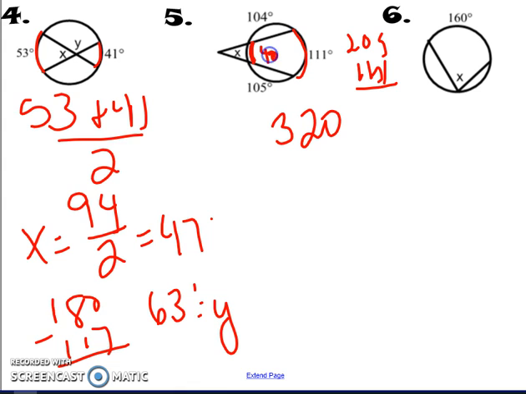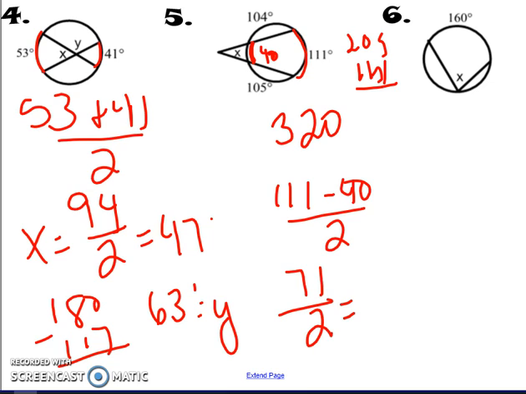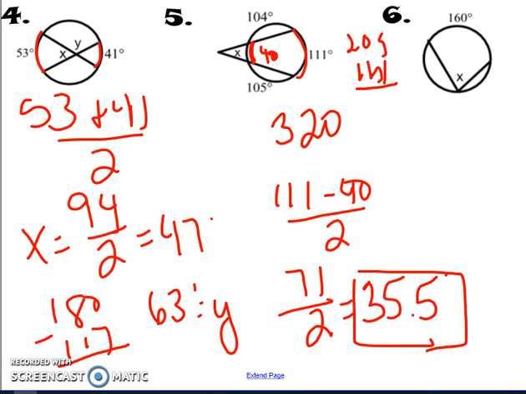So now I'm going to take my two arcs, my 111 minus my 40, and divide it by 2. So I have 71 divided by 2, and this one comes out to be a fraction, and that's fine. So 35.5 degrees for x. All right, then our last one, our vertex is on the circle, so it's just half of the arc. So this one would be 80 degrees.